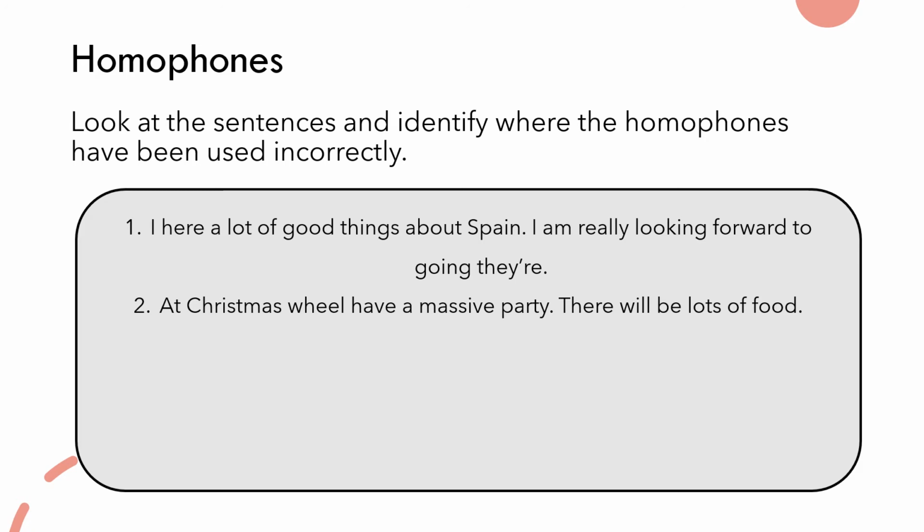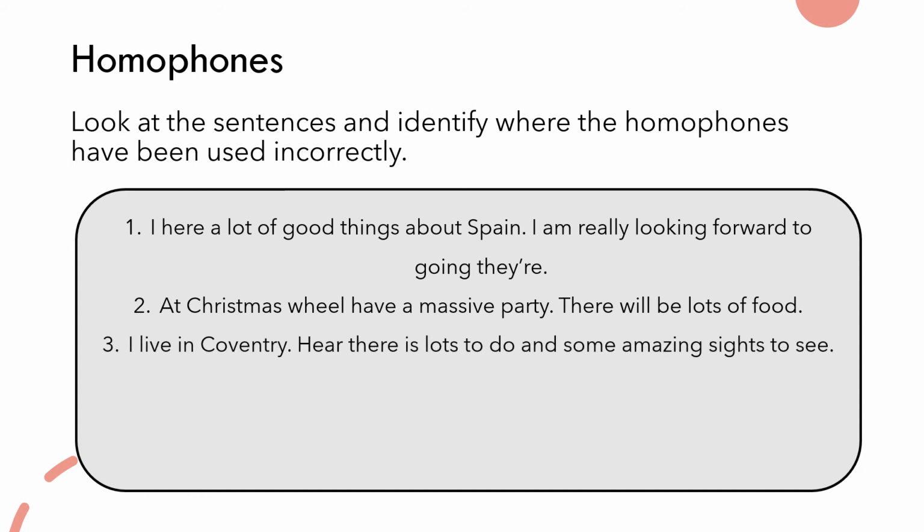So again, have a look over the sentence and see if you can identify what word needs to change, what homophone has been used that we need to alter so that this sentence makes sense. Number 3, I live in Coventry. Here there is lots to do and some amazing sights to see. Number 4, my family are great. They're always there for me.